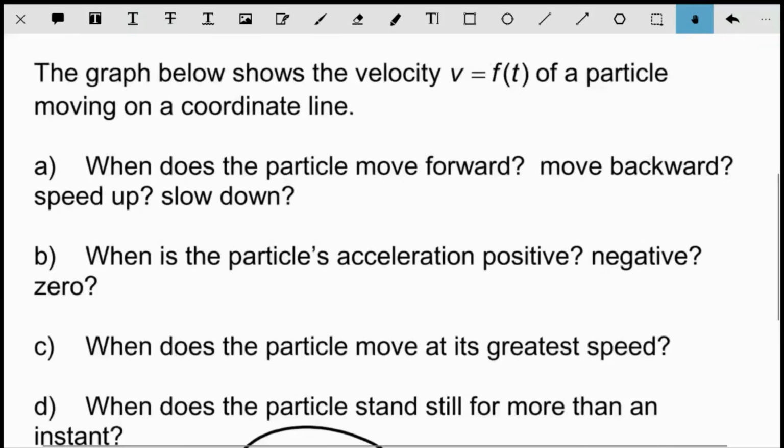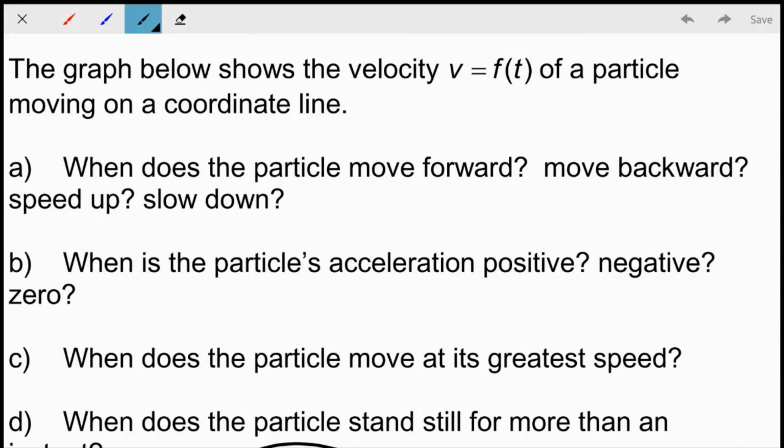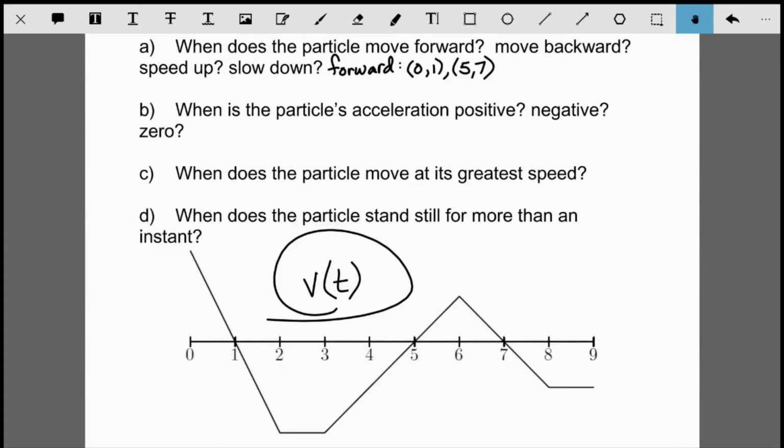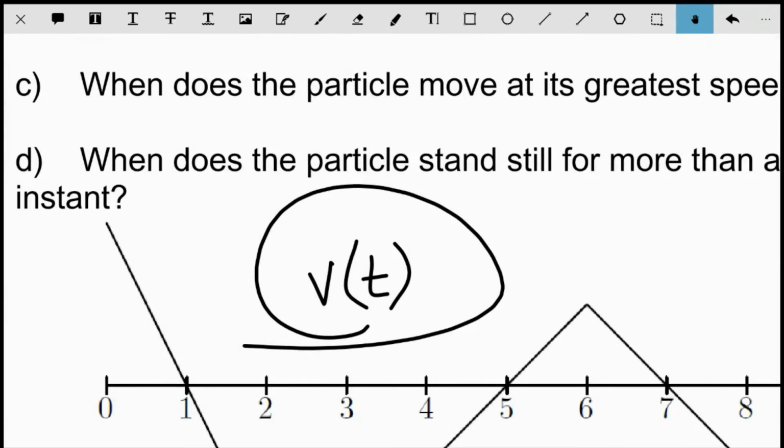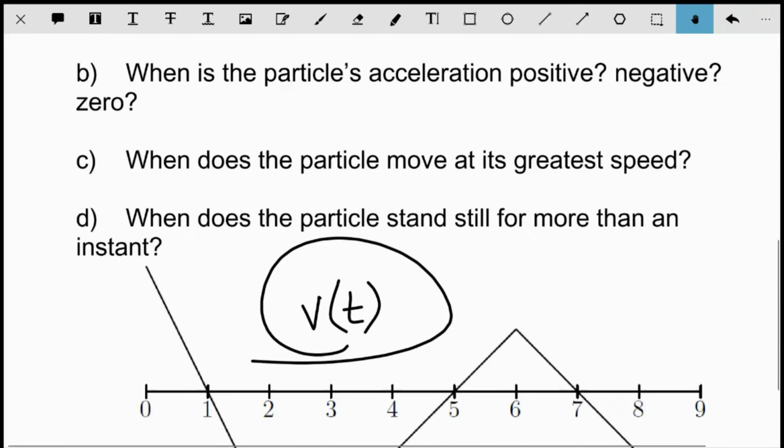So let me make this a little bit larger so we can fit this. So for forward, we would have the time intervals. And remember, I'm going to do the same thing with the intervals here. I'm not going to include the endpoints, but if you do, it's okay. So I would have the intervals from 0 to 1 and also the interval from 5 to 7. And let's just take a look at the graph and see again why that's the case. From 0 to 1, you can see the velocity is positive, and from 5 to 7, you can see that the velocity is positive there as well.